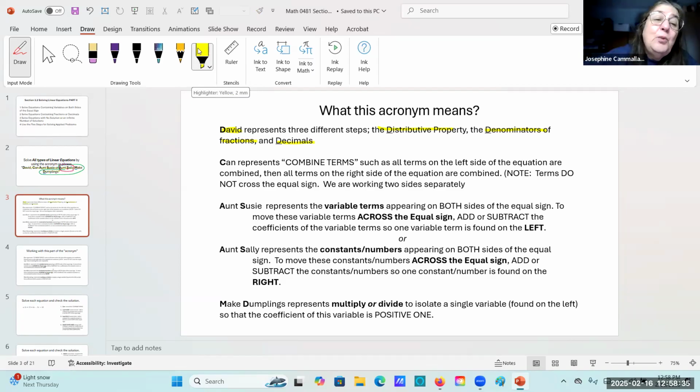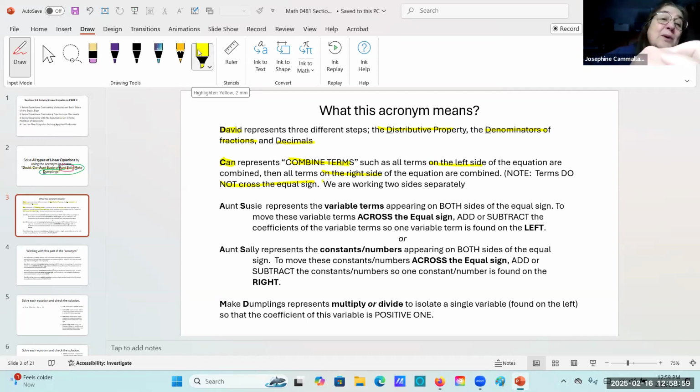And then we have Can. Now, we talked about that. That's where we combine terms on the left side and then on the right side. We are not crossing the equal sign, because that means we're not changing signs.